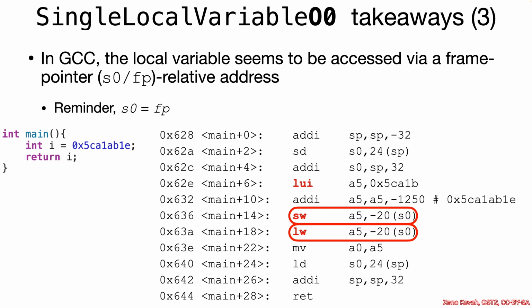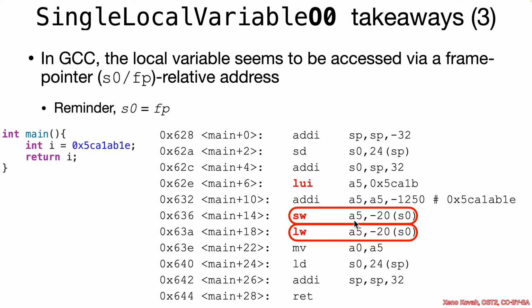Another little takeaway that we can see from this is that it seems like GCC is referencing the local variables via a frame pointer relative address. And what do I mean by that? Well, we have this int I, and we can see, because this is unoptimized code, that there is a very inefficient storing of a word to frame pointer minus 20, and then an immediate reading of that same frame pointer minus 20 back into the exact same variable. And that variable didn't change between, at any point here.